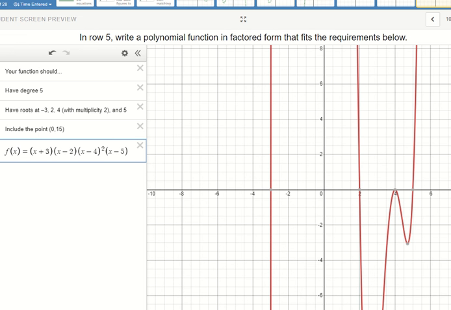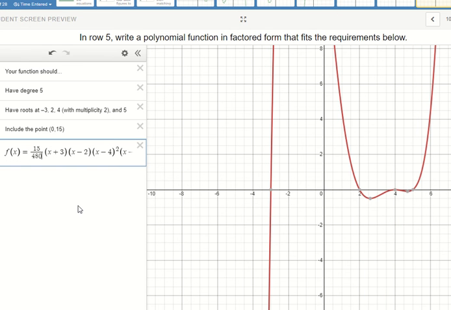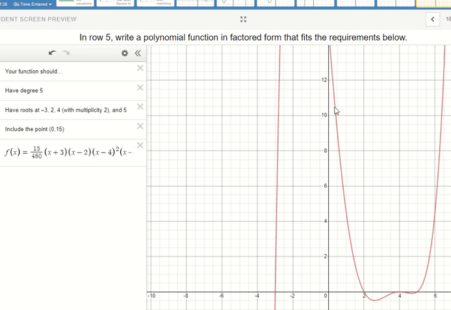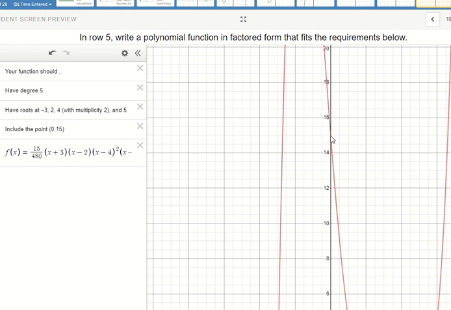Let's test that. 15 divided by 480. All right, and then that should work, right? We've got the point (0, 15). I guess that's the only thing we need to check because we already checked our zeros. And bingo. Got it. All right, and that's it.